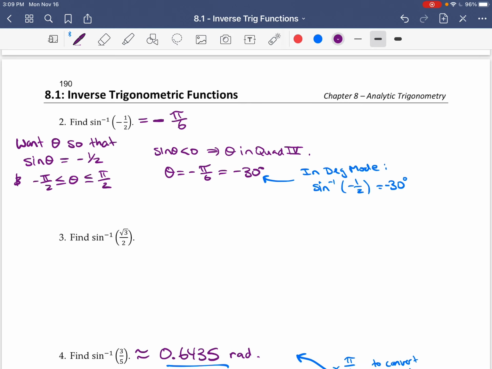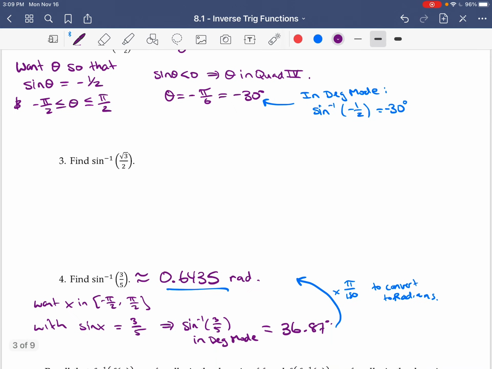as our answer. Similarly, sine inverse of root 3 over 2. So we want sine of theta equal to root 3 over 2, so it's positive, so theta is in quadrant 1. Again, root 3 over 2 is our special angle, so theta has to be 60 degrees or pi by 3. So this value is going to be pi by 3.